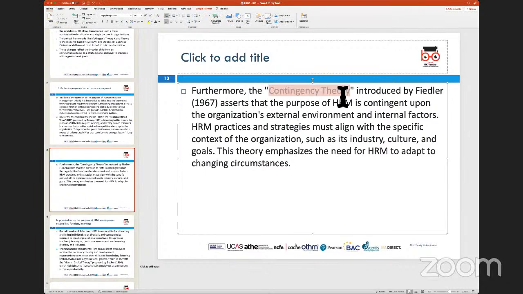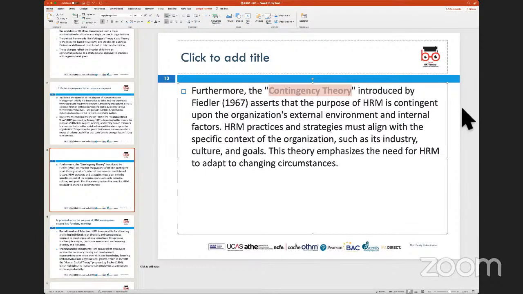Now, the second theory that we look at is primarily Fiedler's contingency theory. Fiedler introduced this theory in the 1960s, to be precise, 1967. His theory is prominent because it talks about leadership and the emphasis it provides in terms of the style of the leader and how it helps the leader deal with and, let's say, manage his employees within the organization.